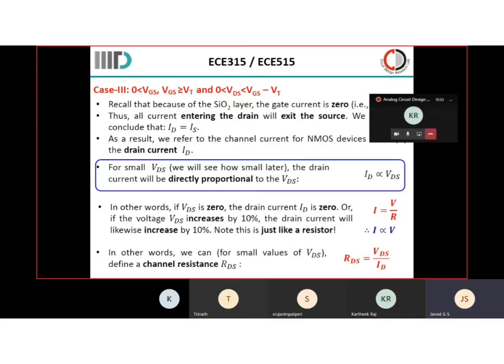When you look at the third case, where VDS is still less than VGS minus VT, but VDS is significantly large. So for small VDS, we will see that the drain current is directly proportional to VDS. In other words, if the drain to source voltage is 0, the drain current ID is 0. Or if the voltage VDS increases by 10%, the drain current will likewise increase by 10%. So this is behaving like a resistor. In other words, for small values of VDS, we can define the channel resistance RDS as VDS by ID.